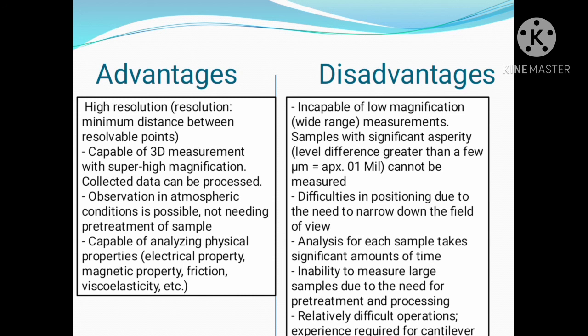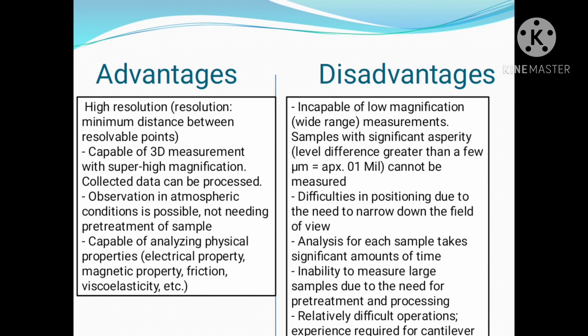The next is advantages and disadvantages. Some advantages of AFM are high resolution, capable of 3D measurement with super high magnification. Collected data can be processed. Observation in atmospheric conditions is possible, not needing pretreatment of the sample. It is capable of analyzing physical properties like electrical property, magnetic property, friction, and viscoelasticity.